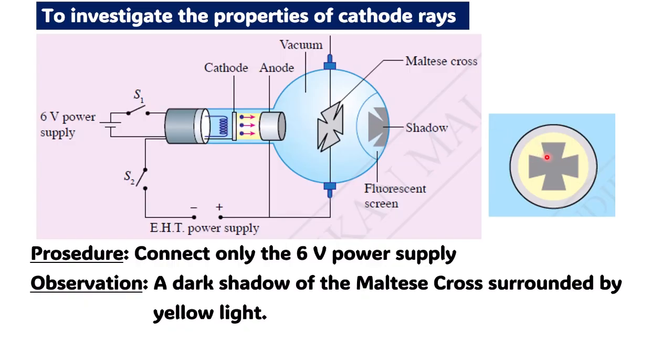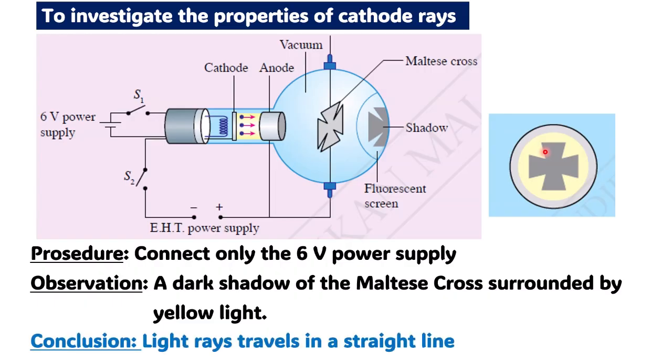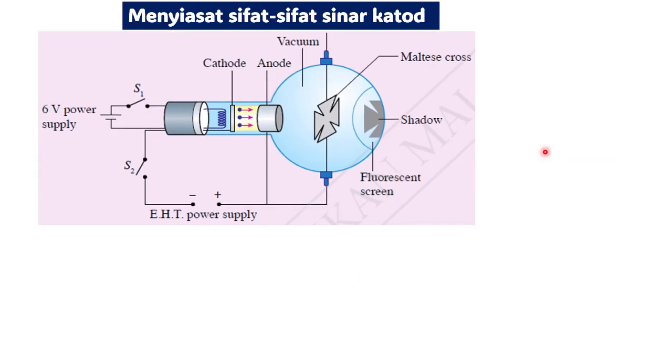So why do we have a shadow? The shadow is there because the light is blocked by the Maltese cross. This is to conclude that light travels in a straight line. Okay, so this is the first one.